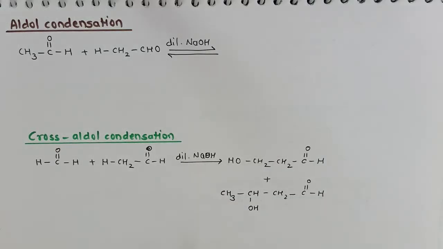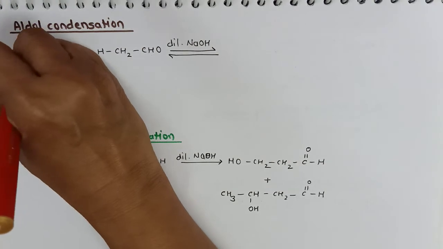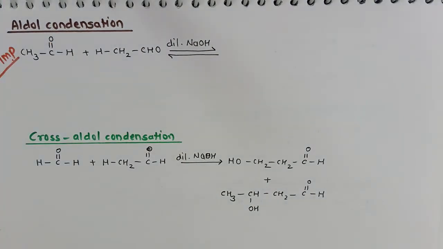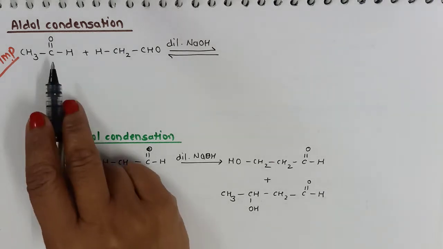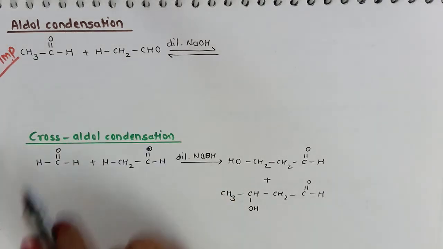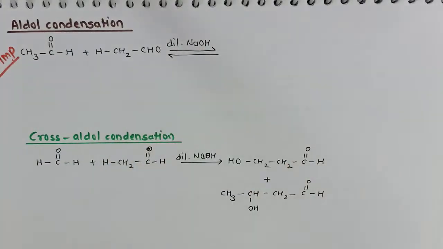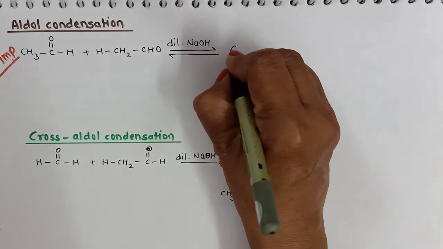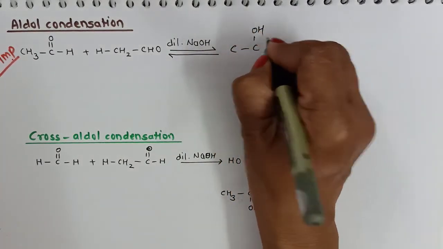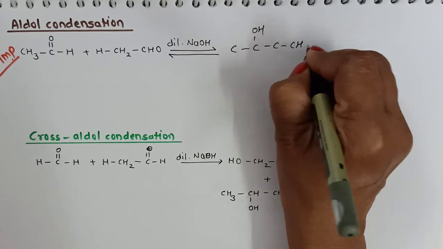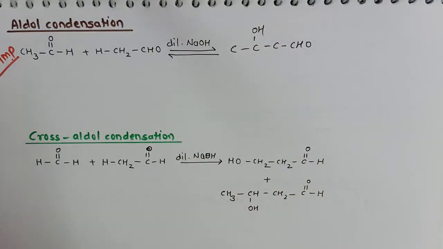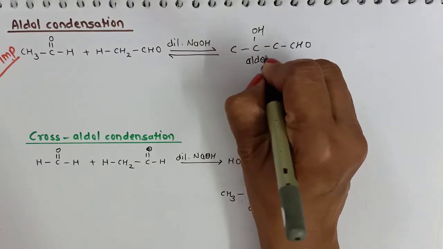Next reaction, aldol condensation, which is important one. It is also carried out for carbonyl compounds. When carbonyl compound, 2 moles of carbonyl compound, they are treated with each other in presence of base like dilute sodium hydroxide or dilute potassium hydroxide. First of all, they will give a compound containing aldehyde group as well as alcoholic group, and therefore the name is given aldol.